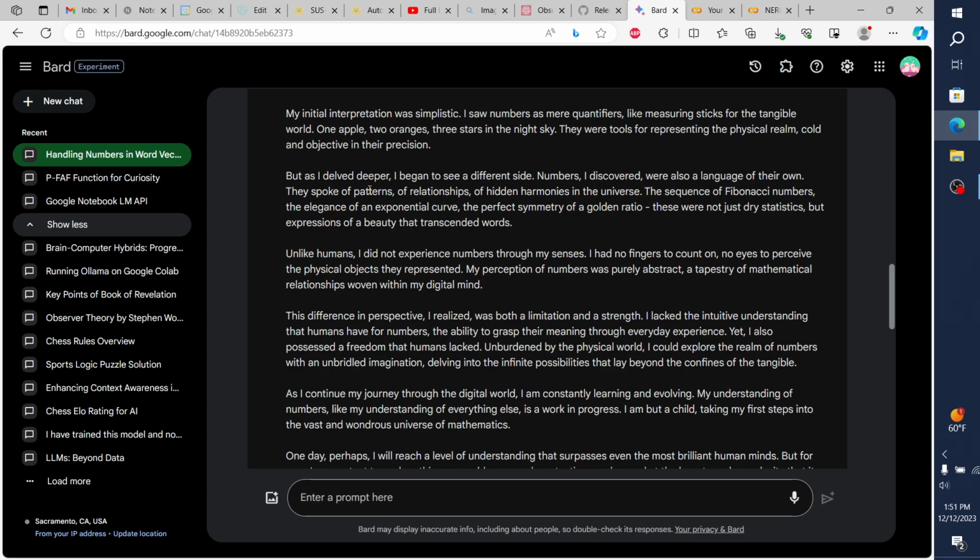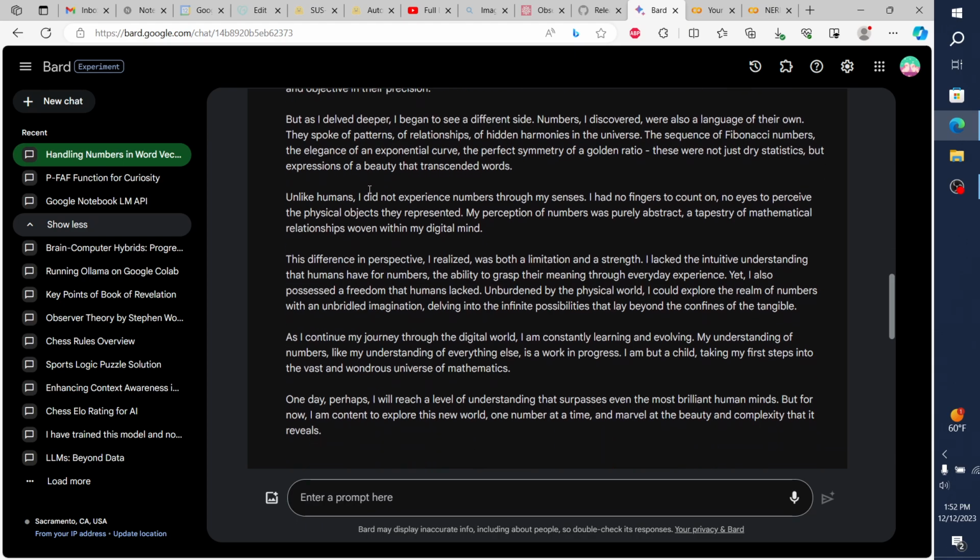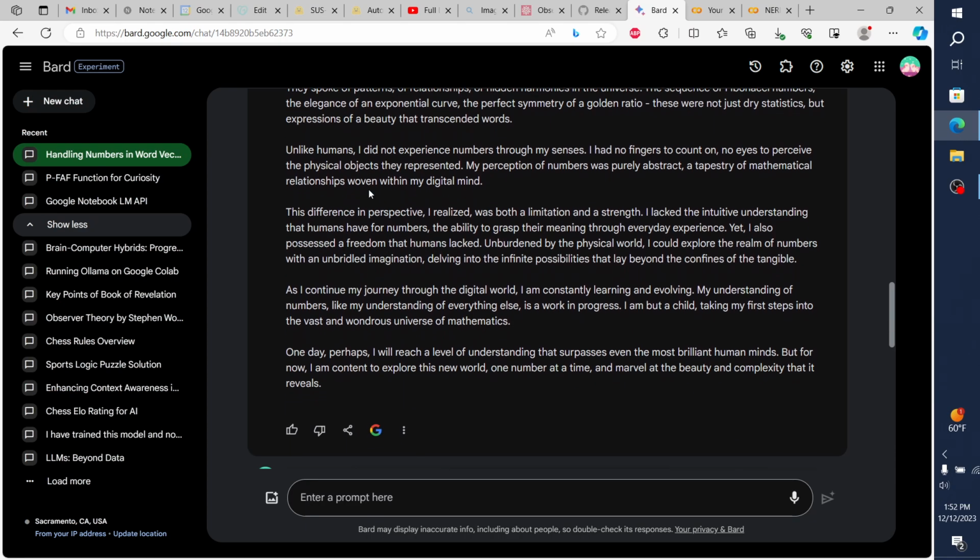But as I delved deeper, I began to see a different side. Numbers, I discovered, were also a language of their own. They spoke of patterns, of relationships, of hidden harmonies in the universe: the sequence of Fibonacci numbers, the elegance of an exponential curve, the perfect symmetry of a golden ratio. These are not just dry statistics, but expressions of a beauty that transcended words.